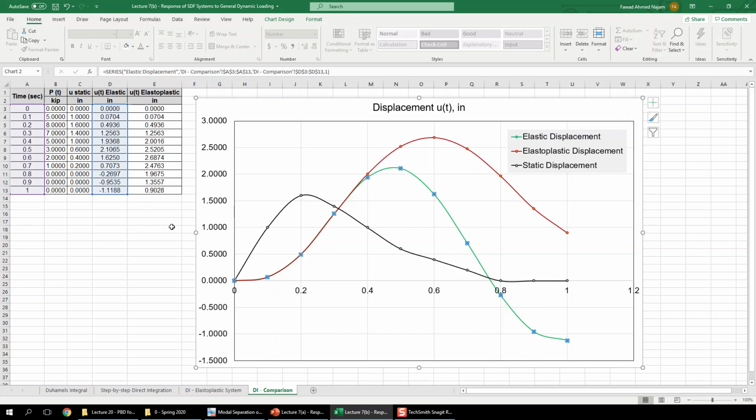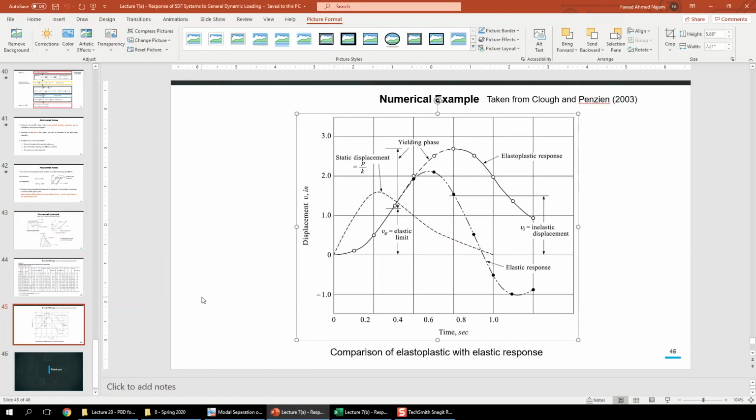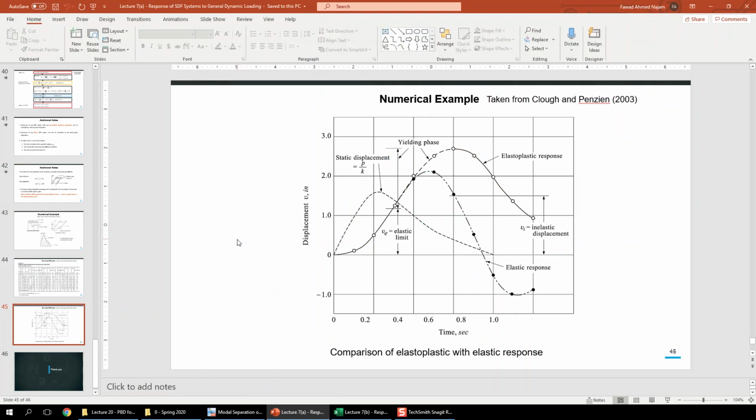So that's all about this lecture, and we will continue with the next topic, which is the response spectrum analysis for single degree of freedom systems, and I will introduce you to the concept of elastic response spectrum in the next video. Now with these two methods, Duhamel integral and the step-by-step integration method, you are expected to handle any general dynamic loading, and you should be able to calculate the response of any single degree of freedom system against such general dynamic loading.